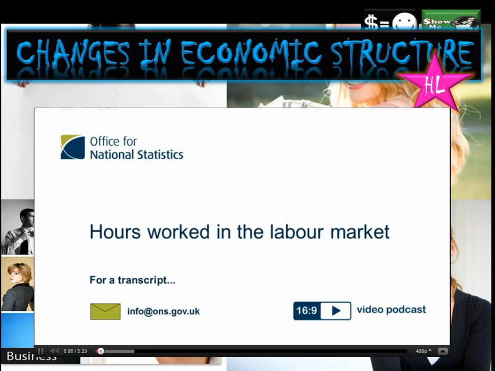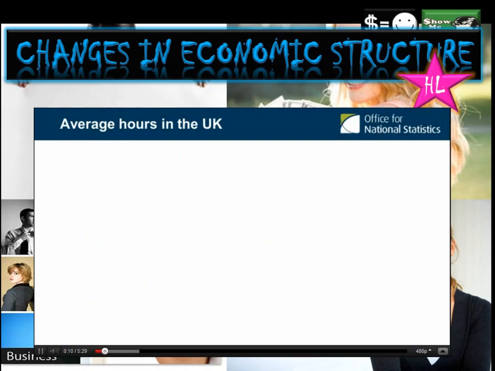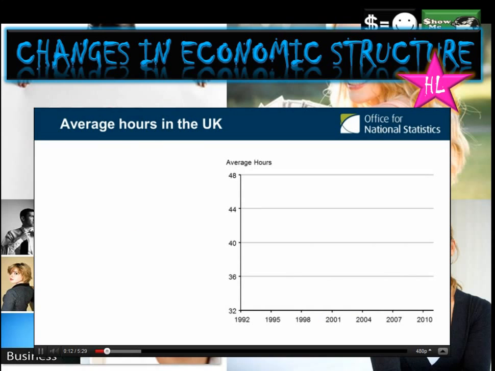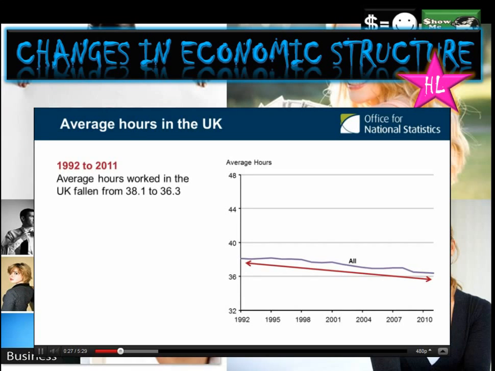info@ons.gov.uk. Firstly, looking at this graph, we will show how average hours for everyone in employment have changed since 1992, looking at April to June of each year. Plotting the line for everyone in work, we can see that over the period there has been a fall in the average working week, falling from around 38.1 hours in 1992 to around 36.3 hours in 2011.